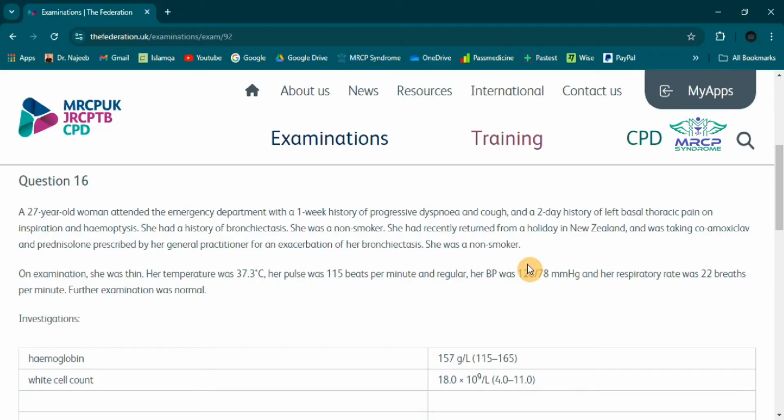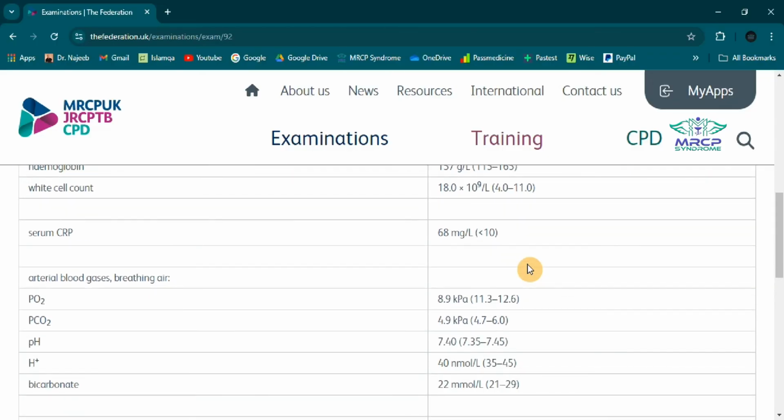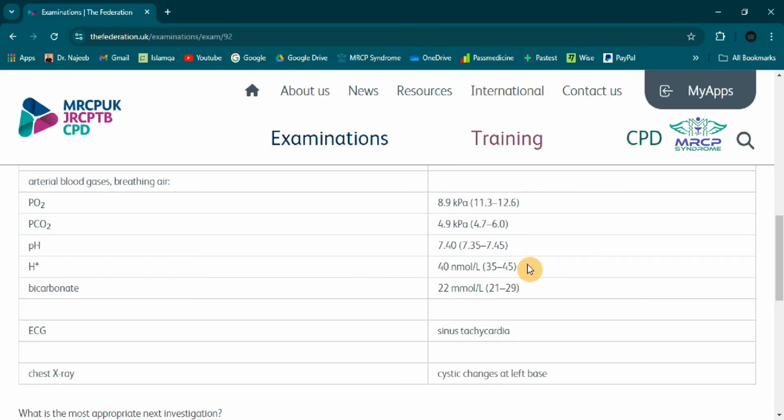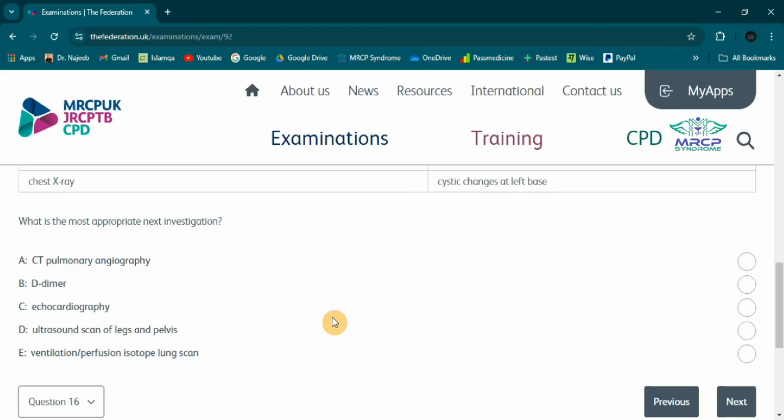Her temperature was 37.3 degrees Celsius. Pulse was 115 beats per minute and regular. BP was 128/78 millimeters mercury. Respiratory rate was 22 breaths per minute. Further examination was normal. On investigation, hemoglobin was 157, WBC 18, serum CRP 68. ABG on breathing air were PO2 8.9, PCO2 4.9, pH 7.4, H plus 40, and bicarbonate 22. ECG showed sinus tachycardia, and chest X-ray showed cystic changes on the left base. What is the most appropriate next investigation?